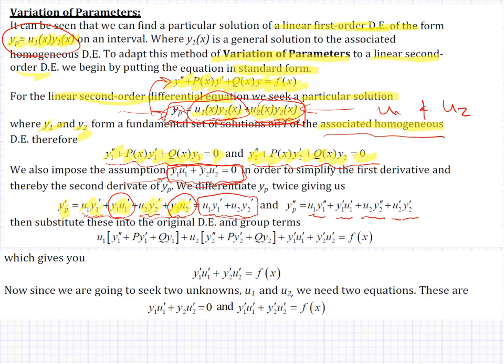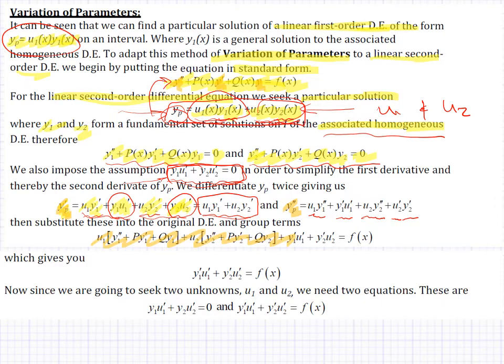All right, so now what we're going to do is substitute these in. We're going to take y sub p prime and plug it in here for y prime. We're going to take y sub p double prime and plug it in here, and y sub p itself is going to go in here. And so when we plug those things into this differential equation and then group out some terms, we get here.